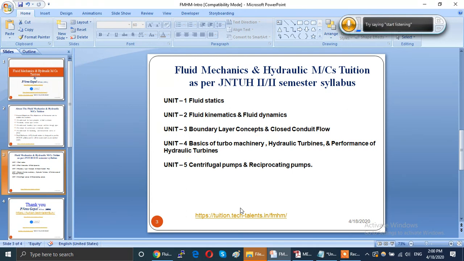And as part of the third unit, we also will discuss the closed conduit flow. When you say closed conduit, it means something like your pitot tube or venturi meter or orifice plate, orifice meters.